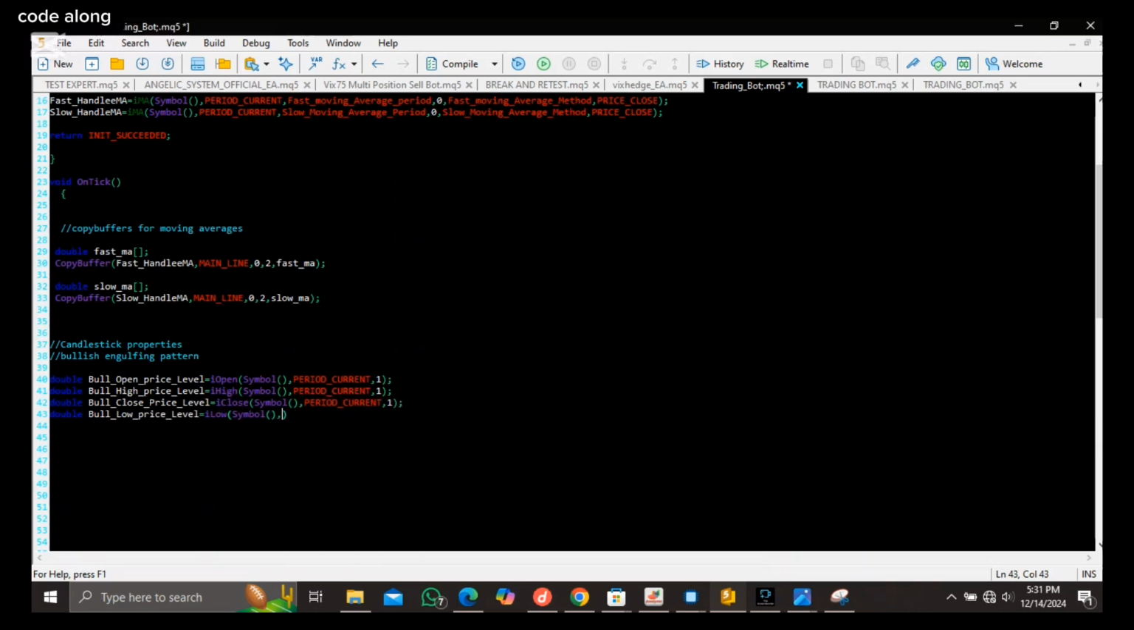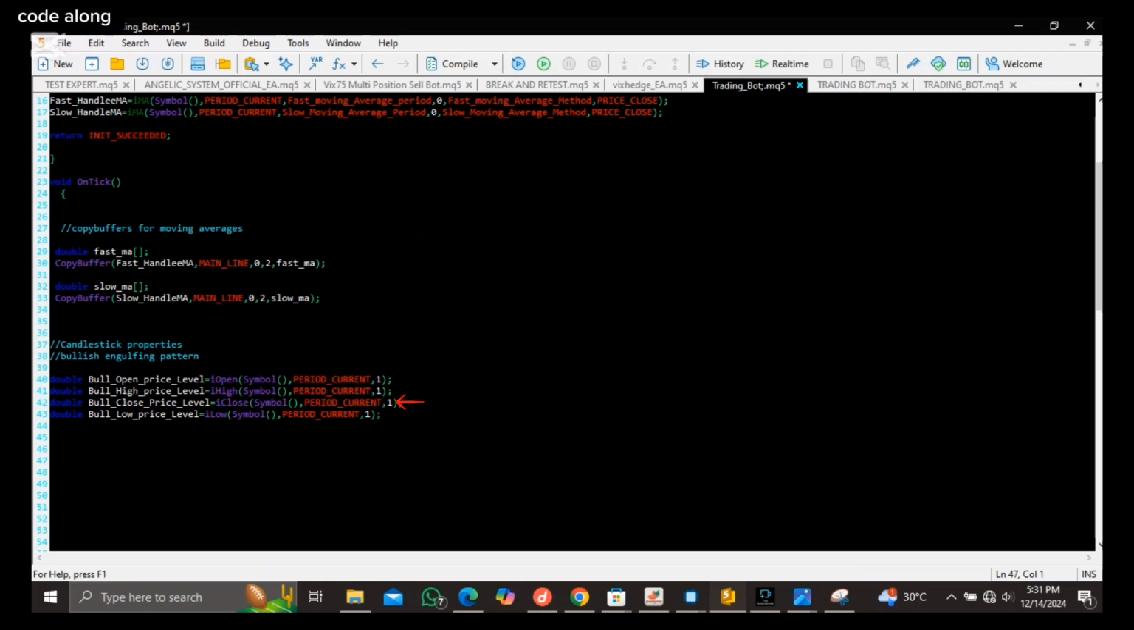Let's break down each code line by line. double bullOpenPriceLevel = iOpen(_Symbol, PERIOD_CURRENT, 1). This line retrieves the opening price of the previous candlestick, shift 1, and assigns it to the bullOpenPriceLevel variable. double bullHighPriceLevel = iHigh(_Symbol, PERIOD_CURRENT, 1). This line retrieves the highest price of the previous candlestick, shift 1, and assigns it to the bullHighPriceLevel variable.